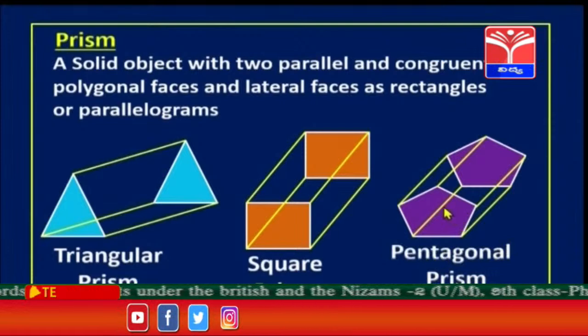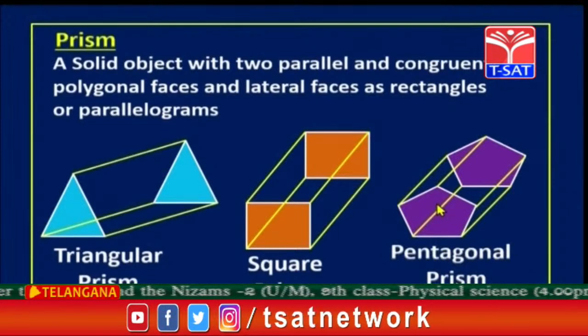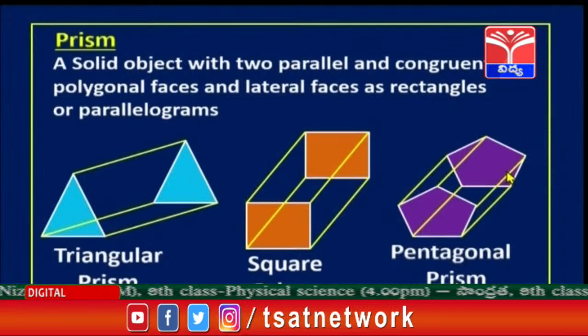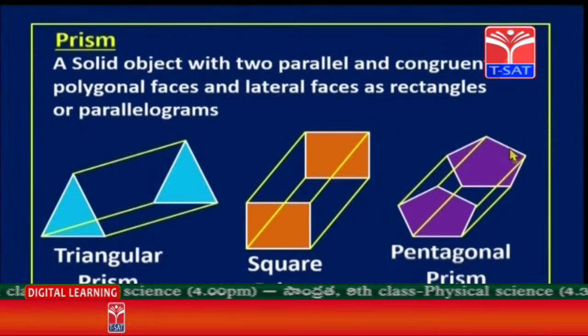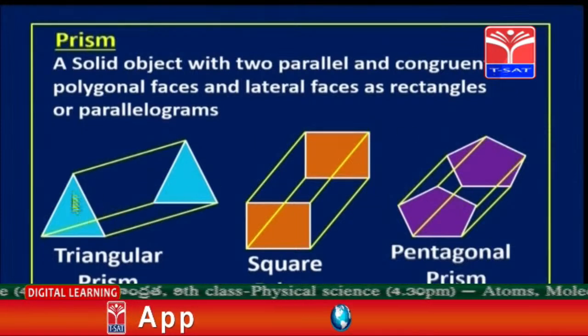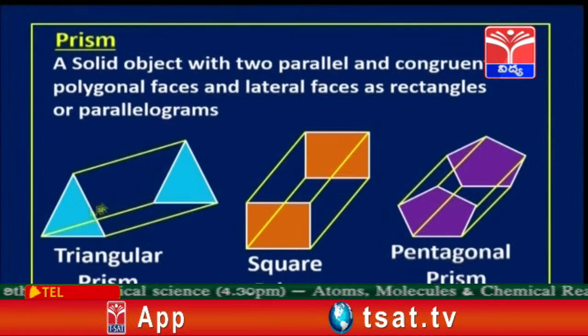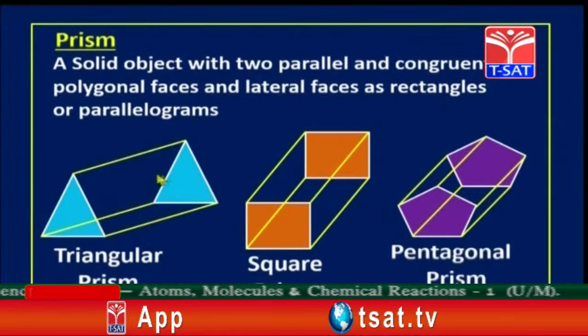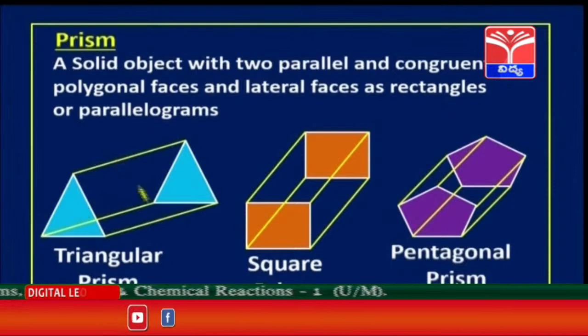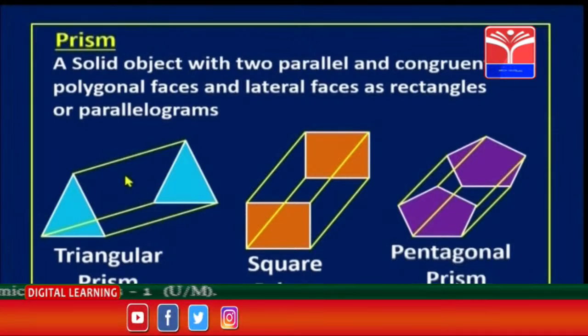Children, what is a pentagon? Yes, a polygon with 5 sides. So these are all prisms. See children, why we are calling them as prisms? Try to observe. This triangle and this triangle are congruent and they are parallel to each other. And remaining faces are rectangular or parallelograms.